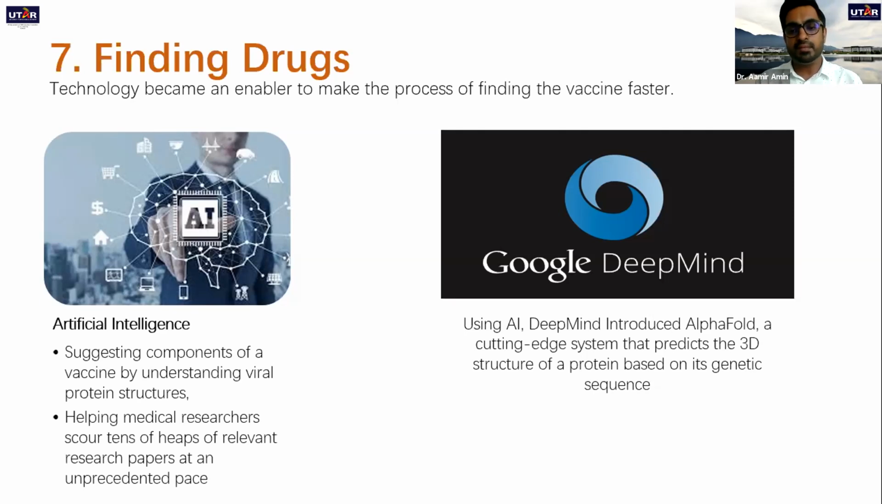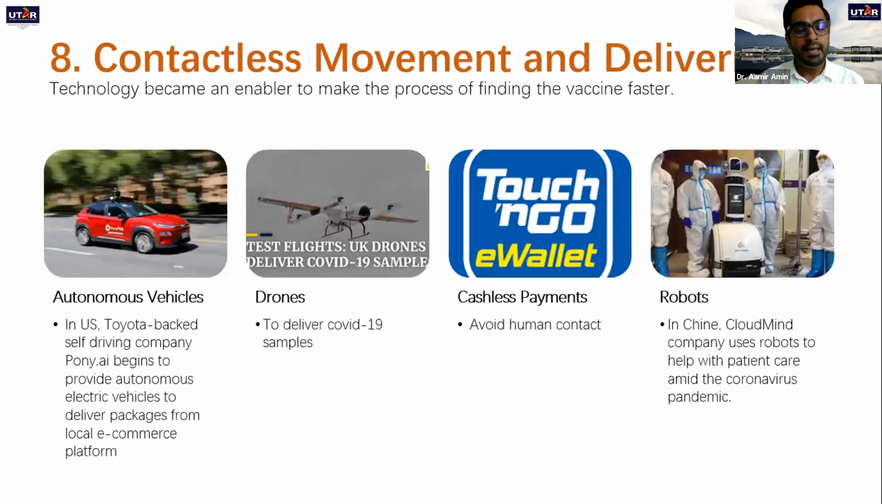Now, one of the examples is Google DeepMind. DeepMind introduced AlphaFold, a cutting-edge system that predicts the 3D structure of a protein based on its genetic sequence. So imagine how technology has helped scientists understand the viral protein structure of the COVID-19 virus, and then accordingly suggest any particular medicine.